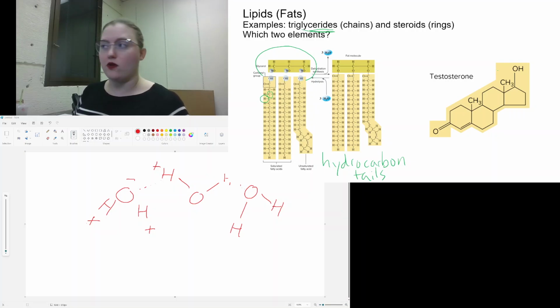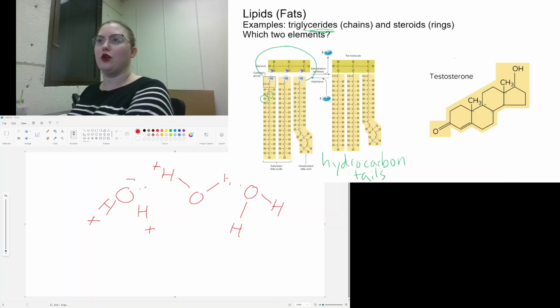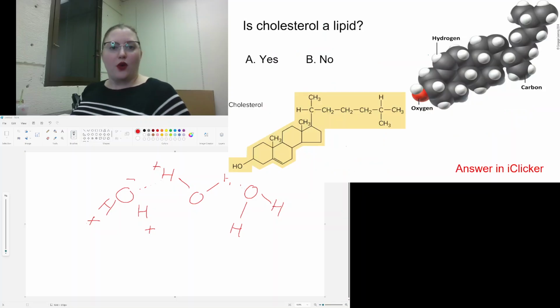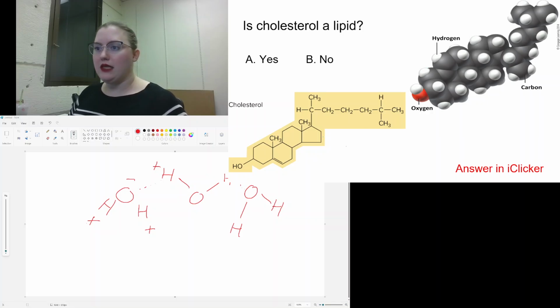The other category, steroids and hormones, they have a ring structure, but it is not the same as a carbohydrate ring structure. The carbohydrate ring structure is joined at one place. These are joined at two places, right? And it's not a long chain. It's a small molecule, okay? Well, small is relative. So it has rings, but it's joined in multiple places, and it's not a long chain. Okay, so those are our two types of lipids. So is cholesterol a lipid? So look at this ring structure. Think about it. Think about what we just talked about and answer your question, is cholesterol a lipid?